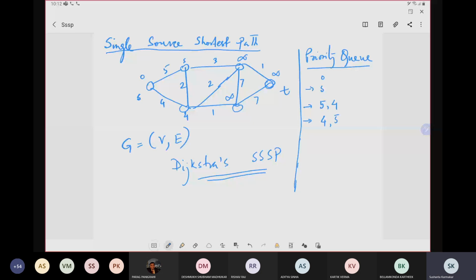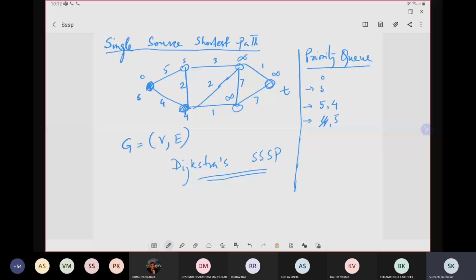Because 4 is the smallest, it will come like that. Then what I will do, I will extract this 4 element. Okay, this 4 element I have, and this is already visited, so I just mark it. This has been visited, so that it is not visited again. So I then extract out this 4. Okay, I then extract out this node which has distance 4. So I make this visited now.